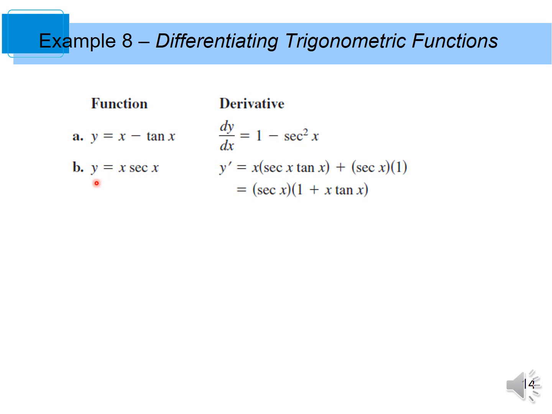And for part b, y equal to x multiply secant x. So the main function is in product form, so we use the product rule. We differentiate the second function multiplied by the first function, plus we differentiate the first function multiply the second function, and then we simplify.